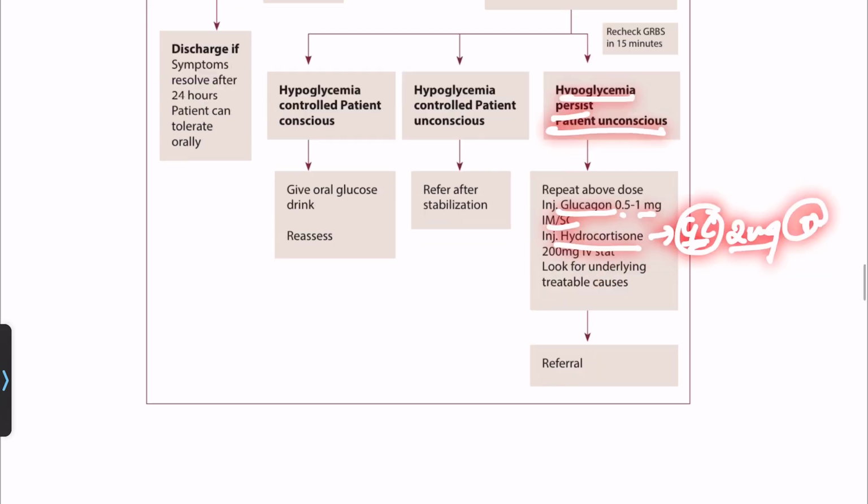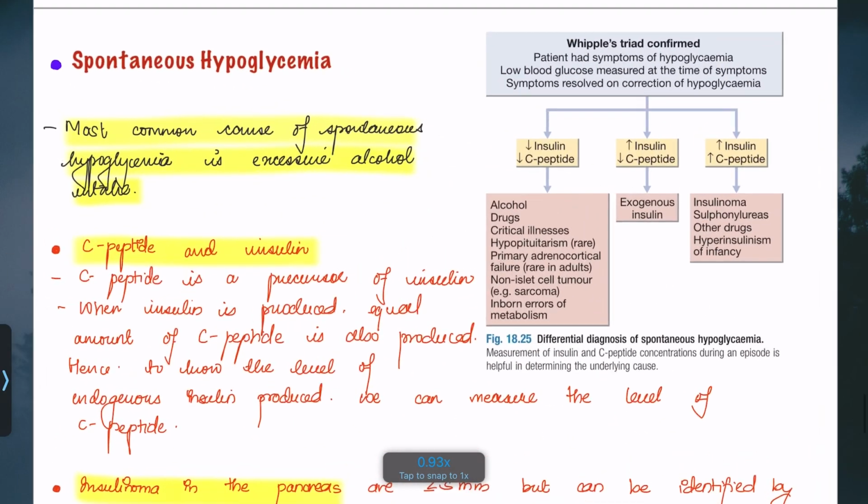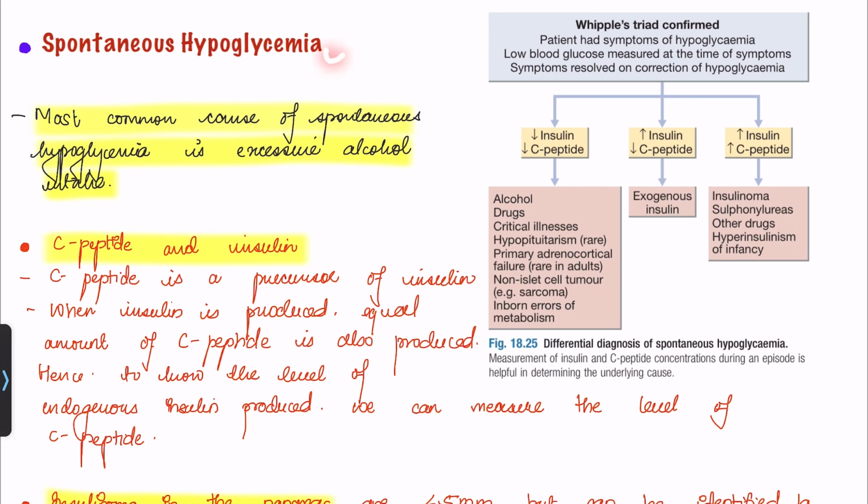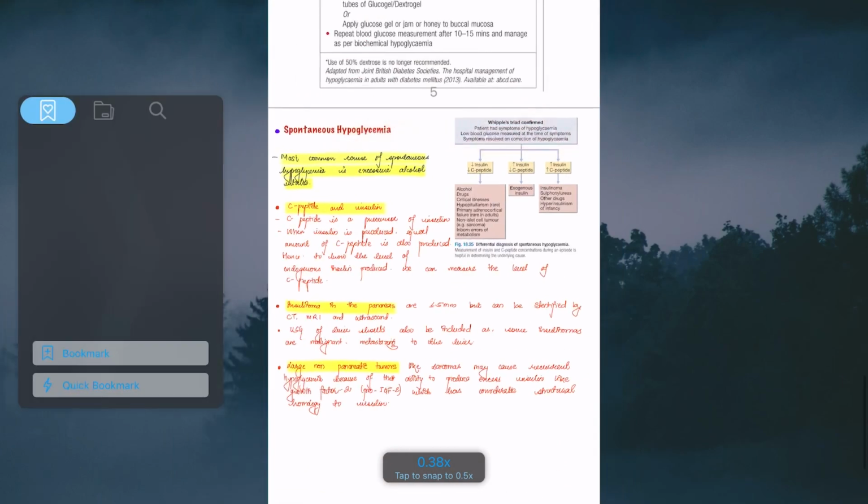Now, spontaneous hypoglycemia refers to hypoglycemia occurring in non-diabetic individuals, and the most common cause of spontaneous hypoglycemia is excessive alcohol intake. In spontaneous hypoglycemia, we need to consider Whipple's triad, which consists of the patient having symptoms of hypoglycemia, a low blood glucose level measured at the time of the symptoms, and the symptoms resolving on correction of hypoglycemia.